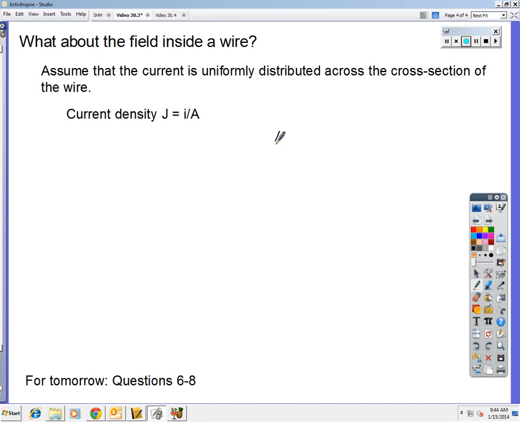So inside the wire, we're no longer assuming that the wire has 0 width. In fact, the wire will have radius capital R. We're going to assume that the current is distributed throughout the wire. And we can define something called current density, which is the current per cross-sectional area. So it's the total current divided by the cross-sectional area of the wire, and if it's a circular wire, that cross-sectional area is pi r squared.